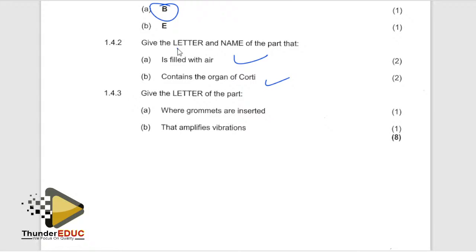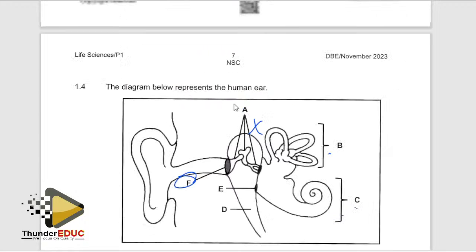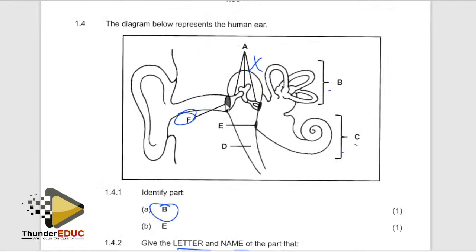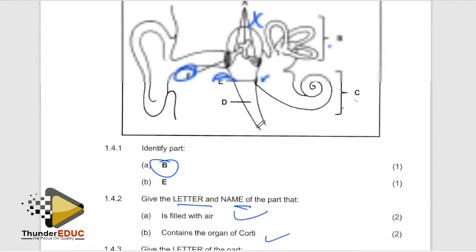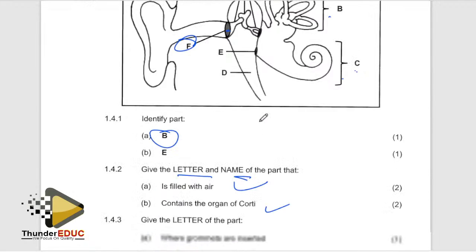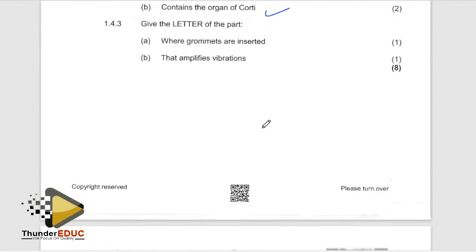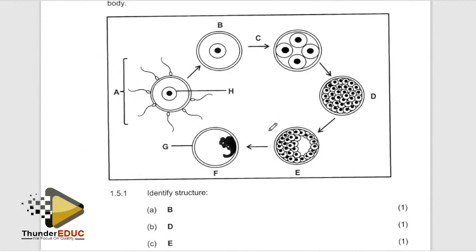Remember, they said letter and the name. If you got the letter correct and not the name, we shall give you the letter. You got the name correct and not the letter, I don't know about it, but you might also give. Okay, give the letter of the part where grommets are inserted. I showed you yesterday. They are inserted in the tympanic membrane, which is F. They just want the letter. Amplify vibration, it is A, which is the ossicles.